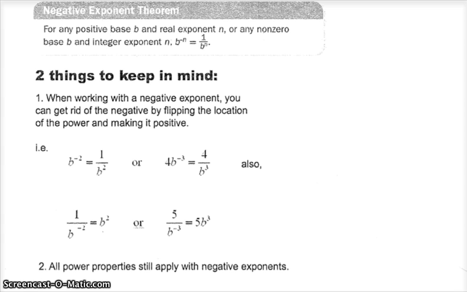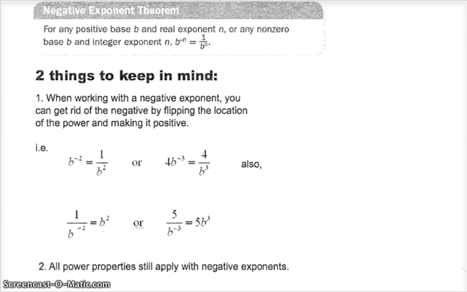Welcome everybody. Now, I'm typically a positive person, but today I've got to be negative because we're talking about negative exponents. Now, when dealing with negative exponents, there are two things that you absolutely have to keep in mind. First is when you're working with negative exponents, you can get rid of them by flipping the location of the power and then making it positive.